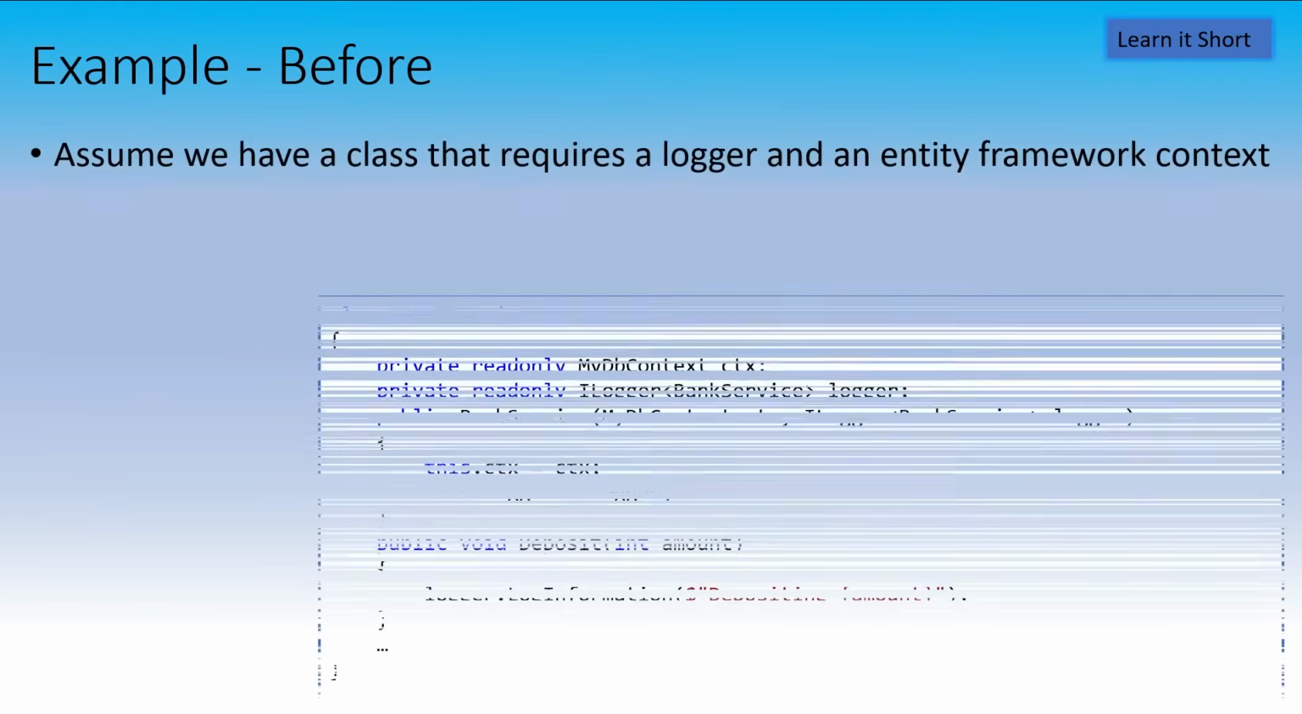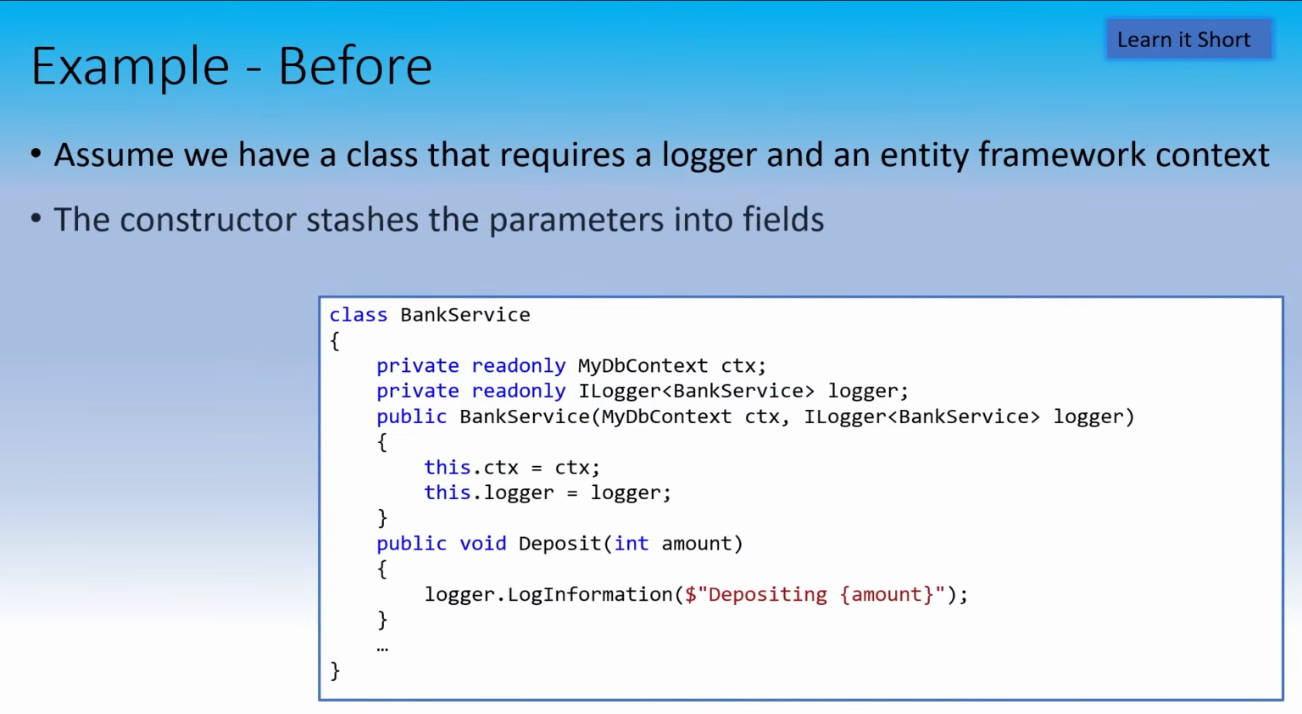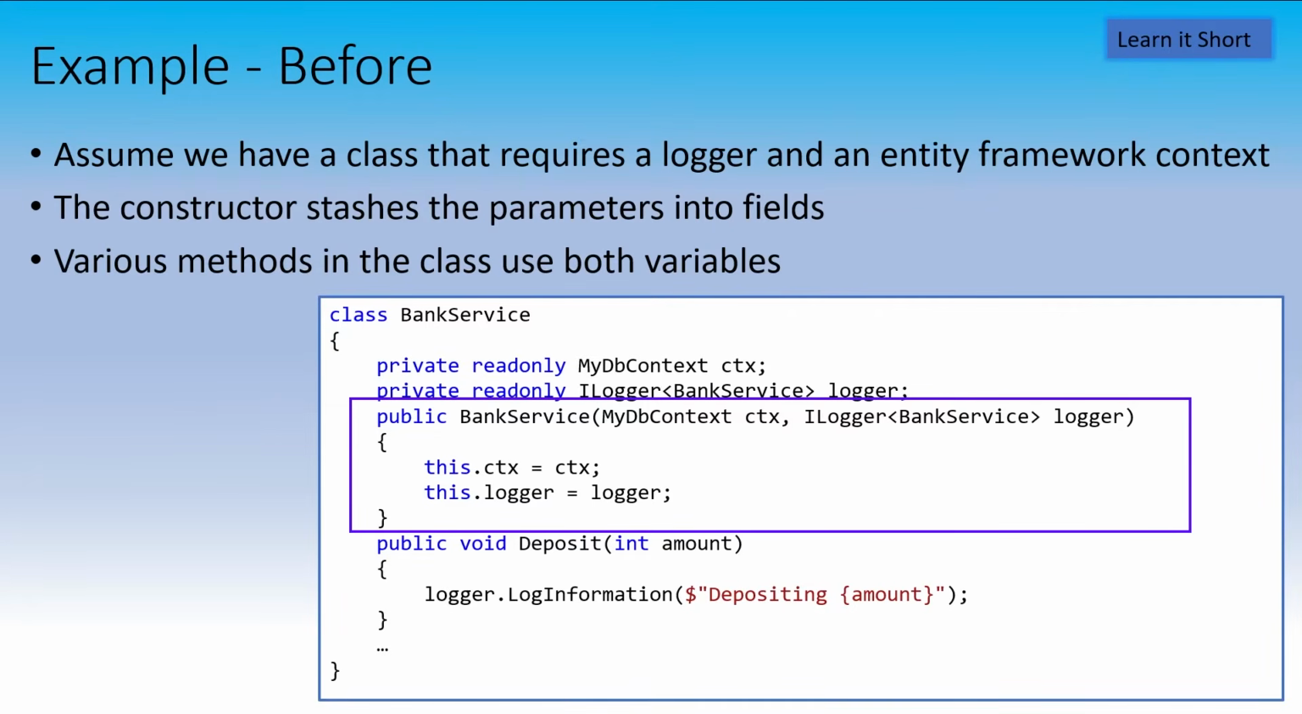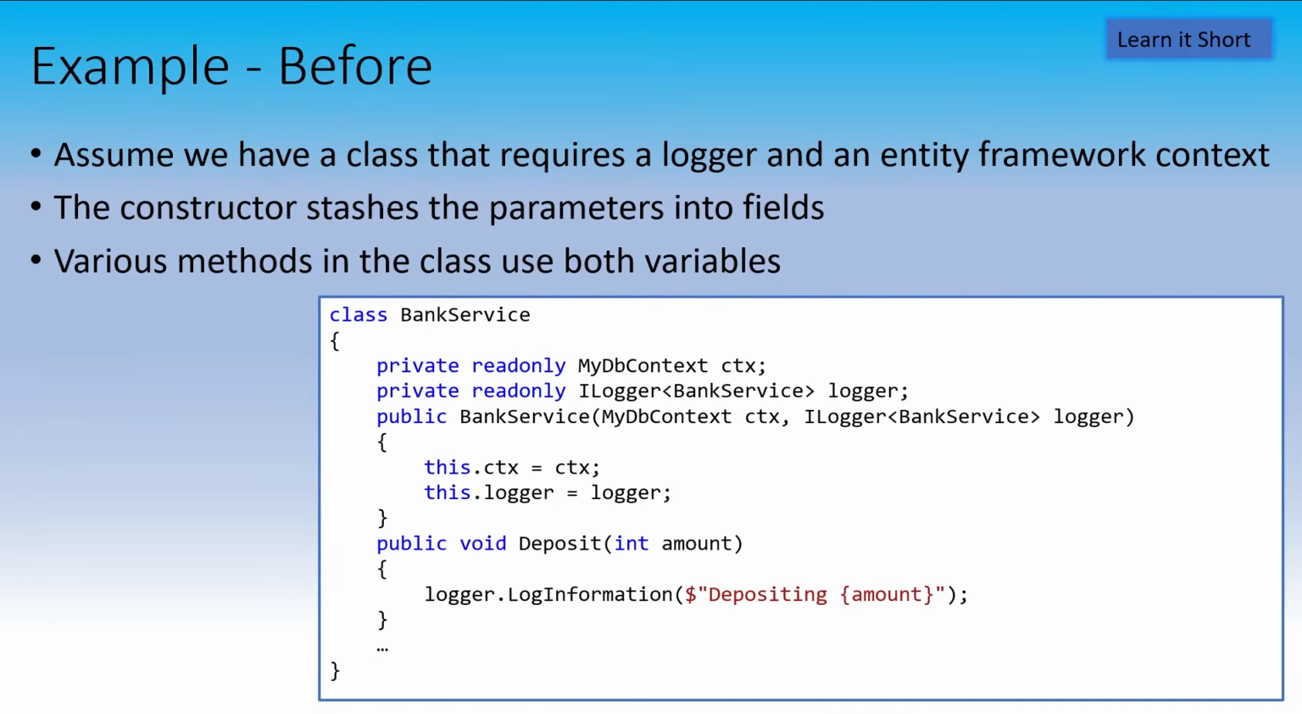So let's say that we have a class, looks something like this, called bank service, that takes a couple of arguments as constructor parameters, and then we're assigning those parameters to some fields so that we can use them throughout the remainder of the class. As you can see here, our logger is being used inside of deposit. We're probably using the context elsewhere.